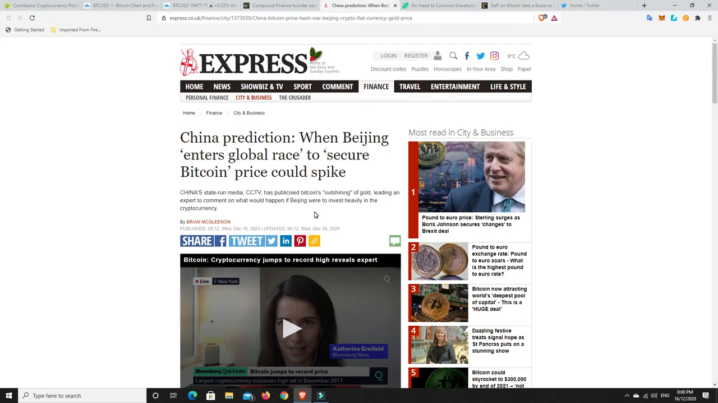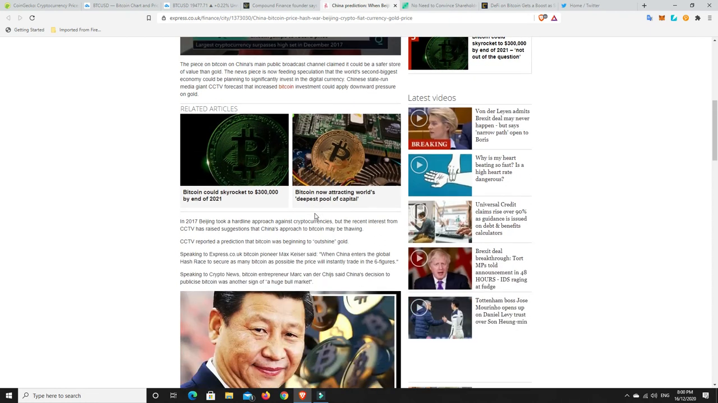China's state-run media, CCTV, has published Bitcoin's outshining of gold, leading an expert to comment on what would happen if Beijing were to invest heavily in the cryptocurrency. The piece on Bitcoin on China's main public broadcast channel claimed it could be a safer store of value than gold. The news piece is now feeding speculation that the world's second biggest economy could be planning to significantly invest in the digital currency. Chinese state-run media giant CCTV forecasts that increased Bitcoin investment could apply downward pressure on gold. Excuse me. In 2017, Beijing took a hardline approach to cryptocurrencies, but the recent interest from CCTV has raised suggestions that China's approach to Bitcoin may be thawing.